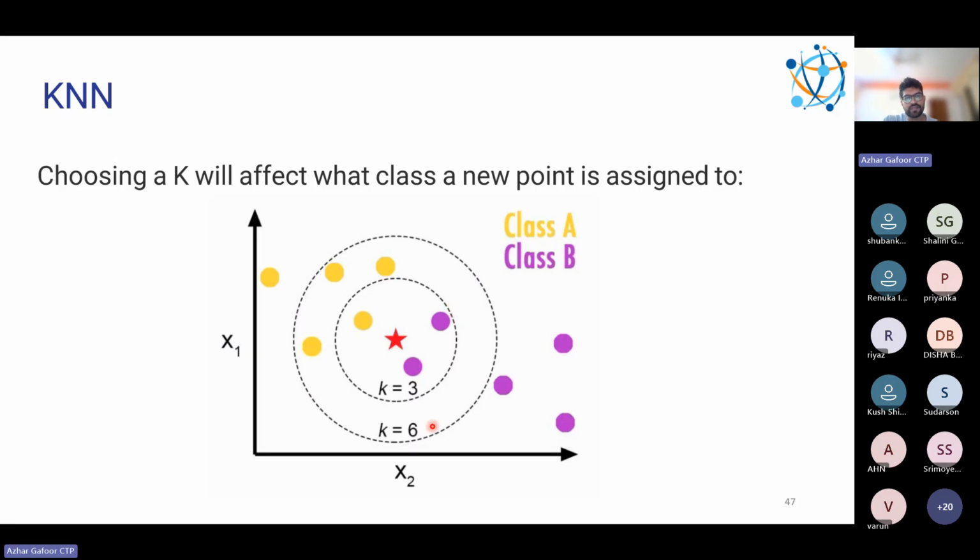Now, if we increase K to 6, then class A has 4 points inside this big circle, and class B has only 2. So the star will be classified as class A. So the choice of K will affect our classification.